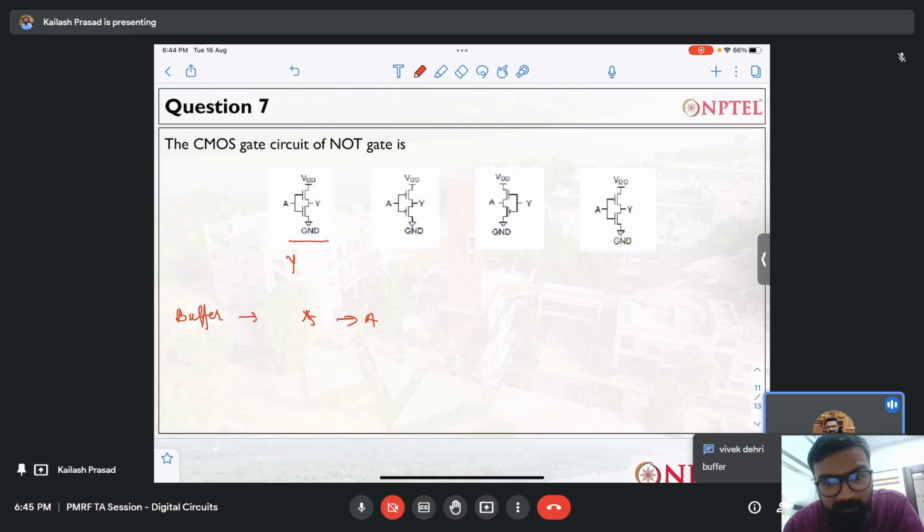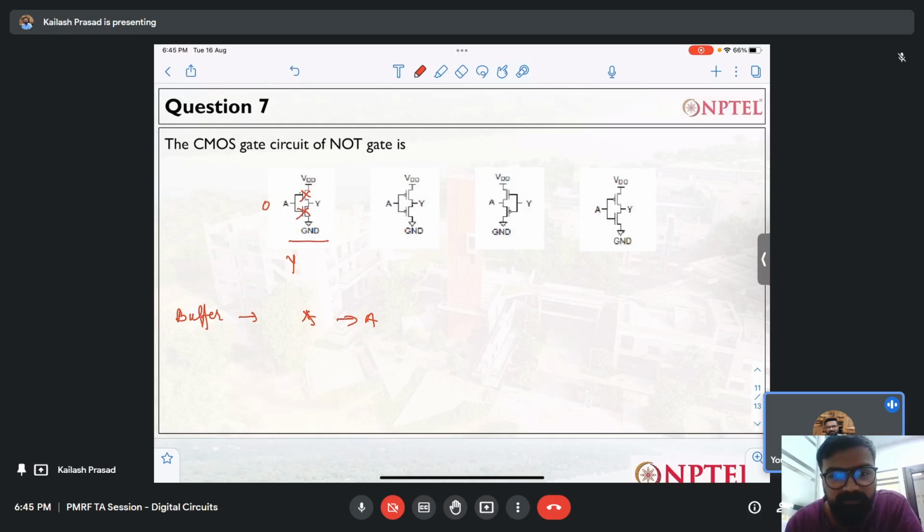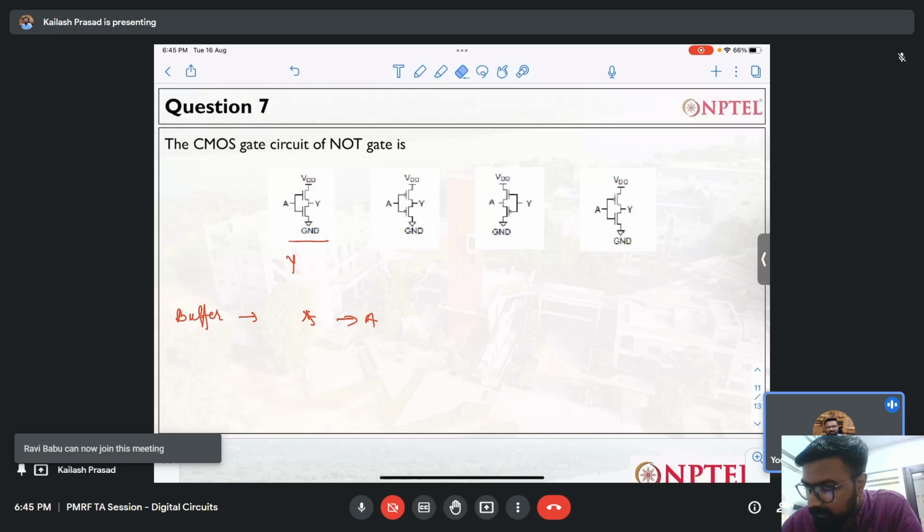Let me see if it is a buffer or not. So let me first give A as 0. If you give A as 0, both the transistors will be off, and you don't know what your Y will be. Let me first give 1 and then see. When you give it 1, this will also be on.